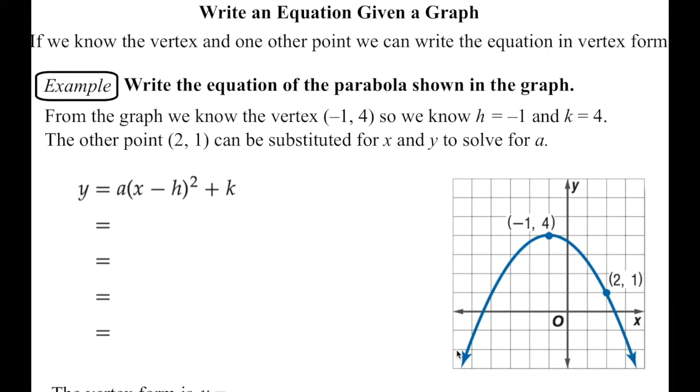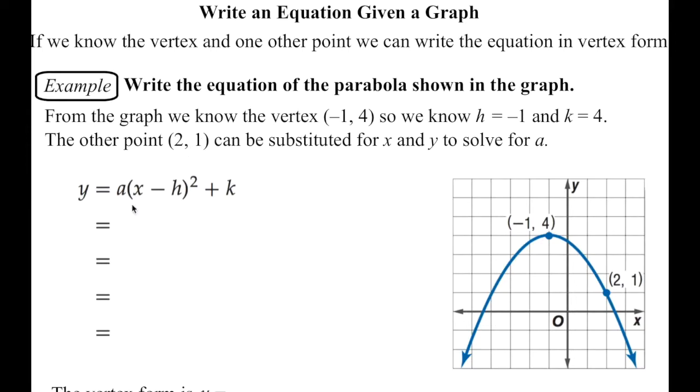In this example, we want to go ahead and write an equation just from the graph that we have. And the only two pieces of information we need are the vertex and one other point. And that will allow us to come up with our equation in vertex form. So we have the vertex equal to (-1, 4). That tells us that h is negative 1, k is 4. And we have the point (2, 1). Well, these are x and y values.